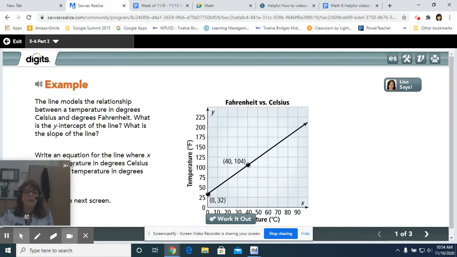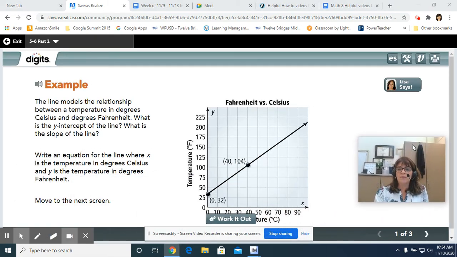Okay. Now, in real life, this might be something that we use. The line models the relationship between a temperature in degrees Celsius and degrees Fahrenheit. What is the y-intercept? What is the slope? Okay.